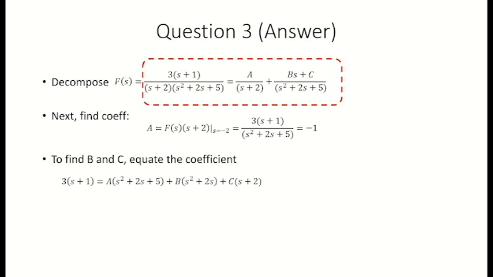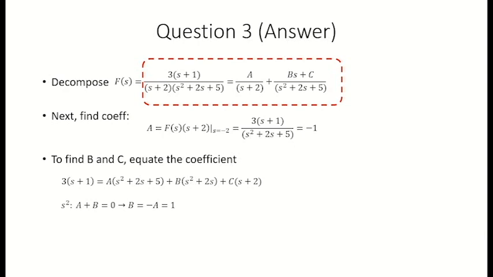Then you have to equate the coefficients of the right hand side with the left hand side. First we look at the s squared terms. On the left hand side, there are no s squared terms, but on the right side there are, which is a plus b. So we have to equate these together. By just looking at the s squared term, we know that a plus b equals 0.